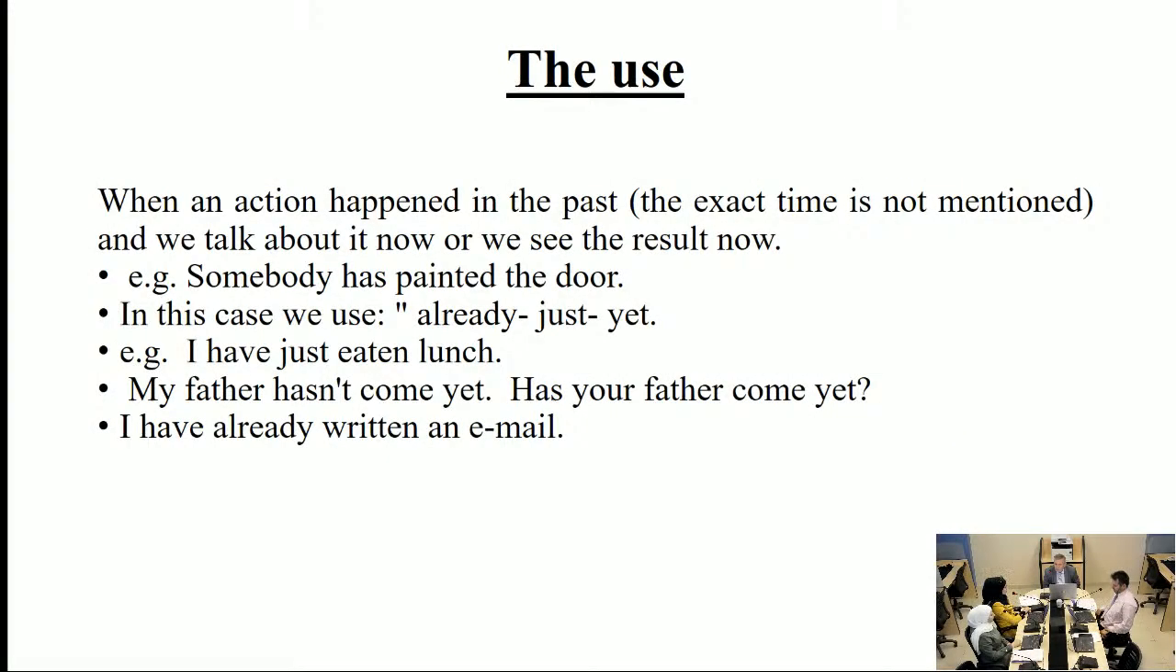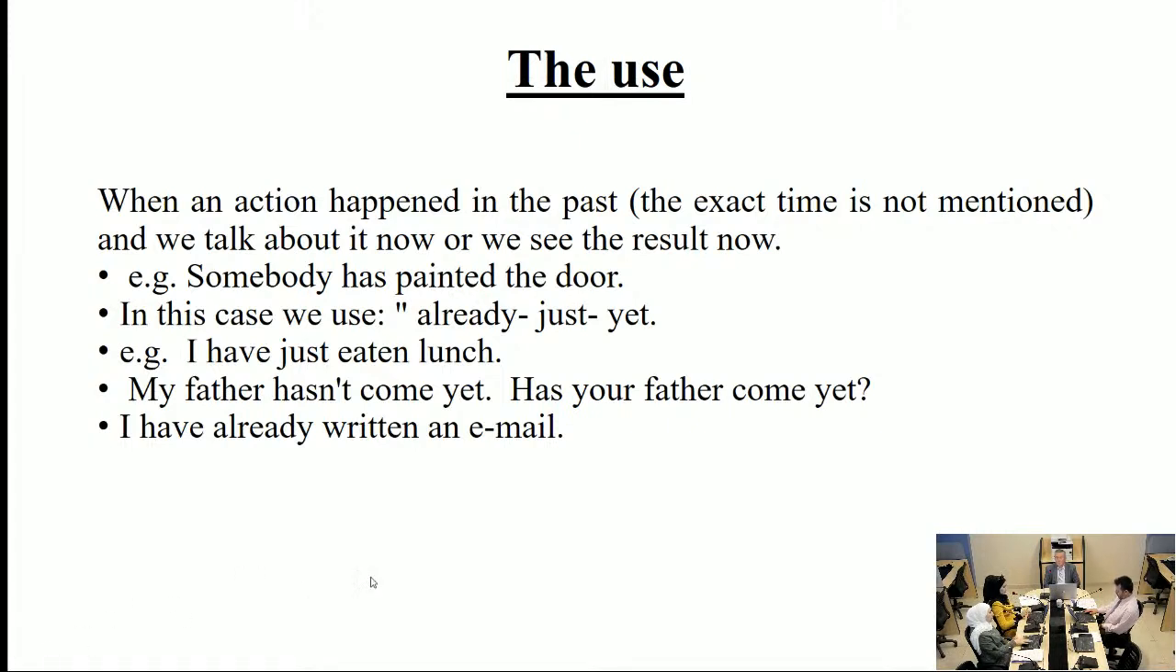Here we have an example. Somebody has painted the door. In this case, we use already, just, and yet. These are the keywords, the adverbs that go with the present perfect. I have just eaten lunch. My father hasn't come yet. Has your father come yet? I have already written an email.